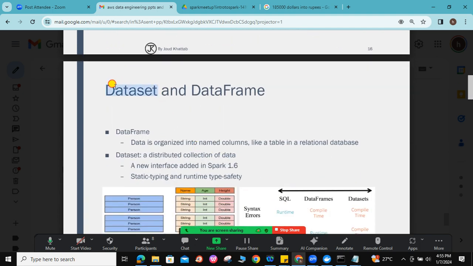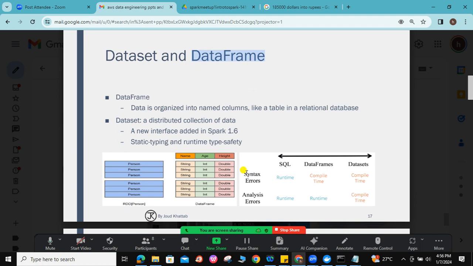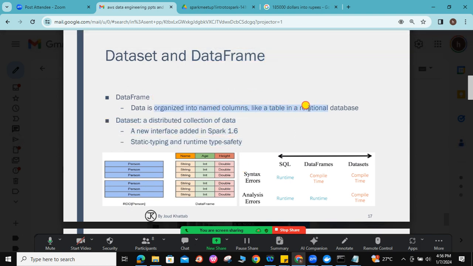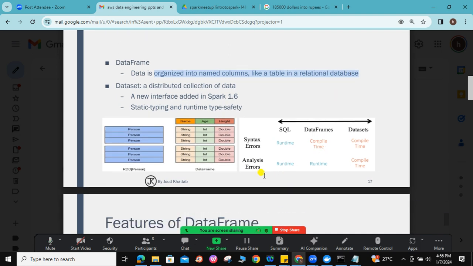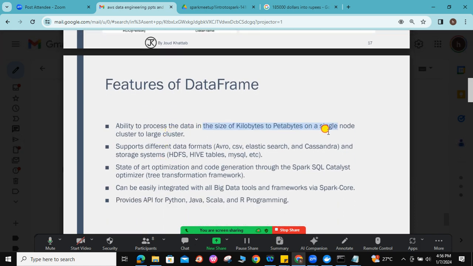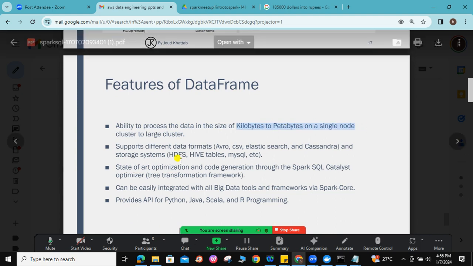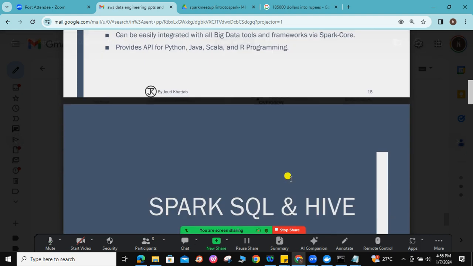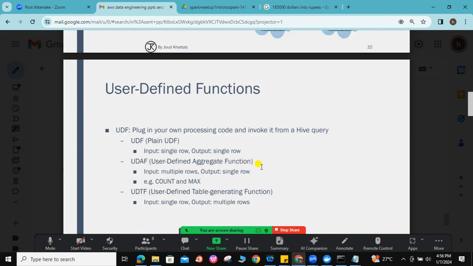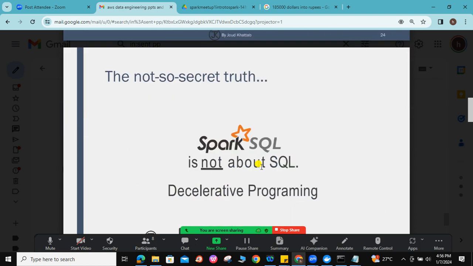Forget about Datasets. For Datasets you need Java or Scala. DataFrame is what we do in Python. Okay. So I am not speaking about Datasets. A DataFrame is organized into named columns, like tables in a relational database. Okay. So you know this. This is a thing we already saw last week. Features of DataFrame. Same thing, you can read, petabyte scale, single node, state of the art optimization. I don't want to speak about Hive. Hive I am excluding. Spark SQL, old story.